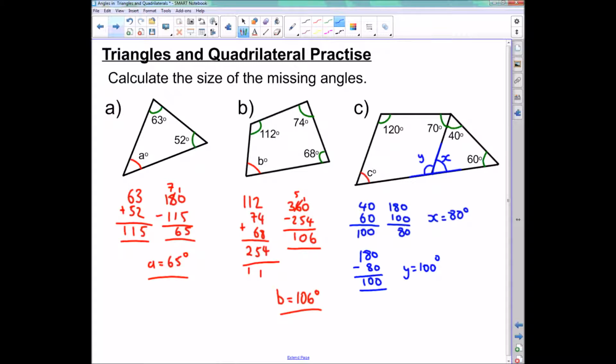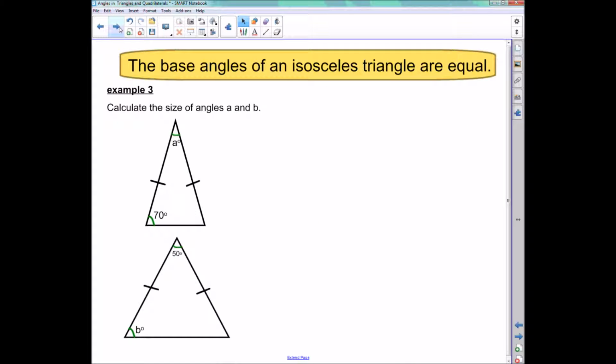Now finally, because I know that Y is 100 degrees, I can now use the angles in a quadrilateral to find C. So I'm going to add up all of the values that I've been given. That's 120, 70, and this new angle 100, which was Y. Adding those up, I get 290. Take it away from 360 because all of those angles are sitting in a four-sided quadrilateral, and I get 70. So finally, I get the answer C is 70 degrees.